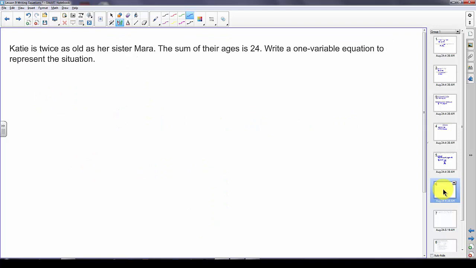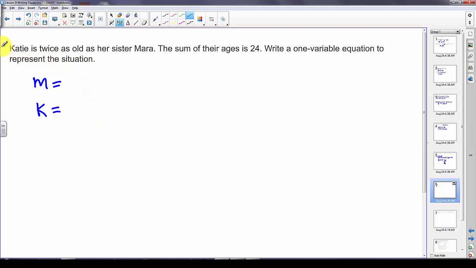Now in this problem, we're asked to write a one variable equation to represent the situation. It said Kate is twice as old as her sister Mara, and the sum of their ages is 24. We want to write an equation to say that. So let's do some identifying. We have Mara and Kate, and we want to describe each of their ages. And we don't know each. Typically in these type of problems, one age is going to reference another. And that other that is referenced, we have no information for.